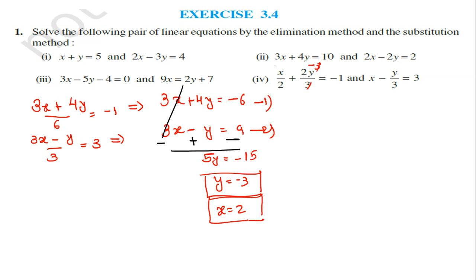But still this is not the writing pattern. This is your answer, but this is not the writing pattern. So what you have to write is the solution set. See, these are things students generally forget. Up to here they just complete the question, complete the answer. So you have to write the solution set: x comma y is equal to 2 comma minus 3, because x is first. This is your final answer, 2 comma minus 3.